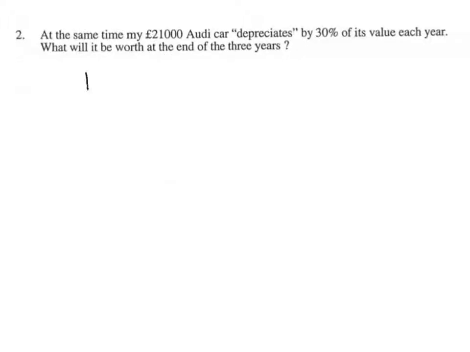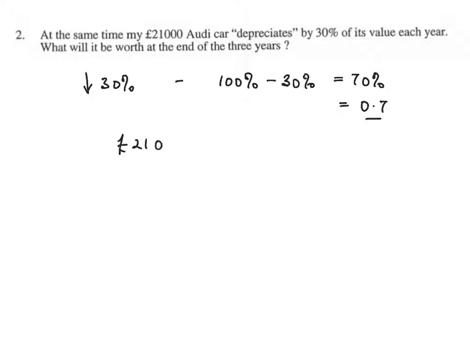Now, if the value is falling by 30%, what we can do is take that 30% away from 100%, which is the original value. That gives us 70%. If we divide that by 100, we get 0.7. That's the decimal multiplier then. So if we're starting off with a value of 21,000 and it loses 30% each year for 3 years, the calculation will look like this. And the answer is 7203.